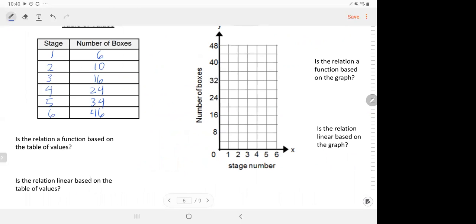It says, is the relation a function based on the table of values? Well, to be a function, every input has to correspond to one unique output. So these are my inputs right here, and these are my outputs. And if I look, each of these inputs only corresponds to one unique output. So yes, each input has one unique output.